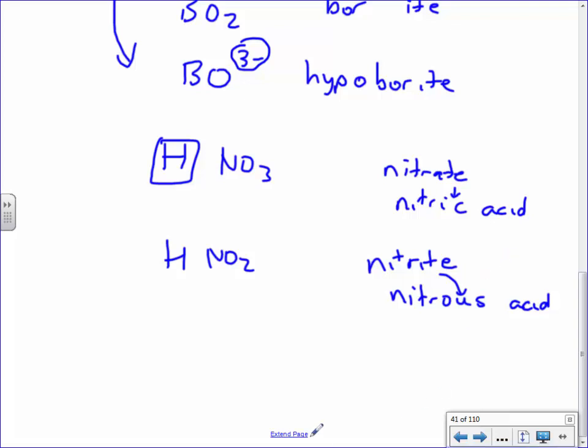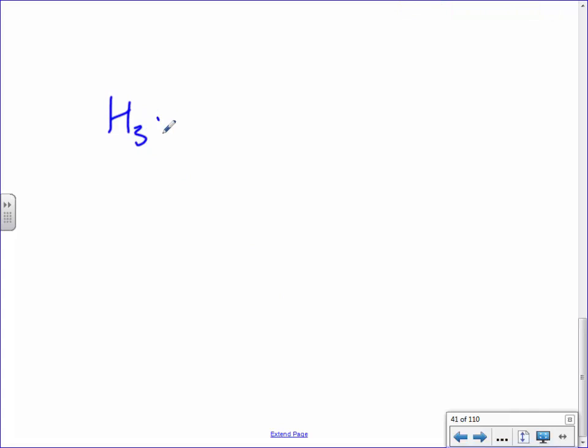Okay, let me try a couple more examples with you here. Let's say I gave you H3PO4. This is a hydrogen with a phosphate. So it becomes phosphoric acid. But if it was H3PO3, this is now a phosphite. So ites turn into ous, so this is phosphorous acid. H3PO2, this would have been a hypo. So we'd call it hypophosphorous acid.